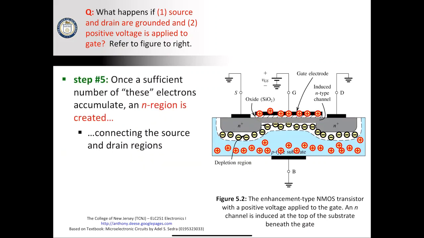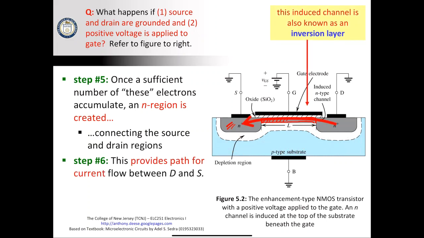Now, once a sufficient number of these electrons, these charge carriers, accumulate, what we will see is that a pretty concrete, again, I'll draw it here, channel of N-type charge carriers forms between the two wells. So this area now begins to look the same as the wells themselves. And this connects the source and the drain regions to one another. And as you can imagine, now this is going to allow current to flow between the drain and the source. This induced channel is also known as the inversion layer.